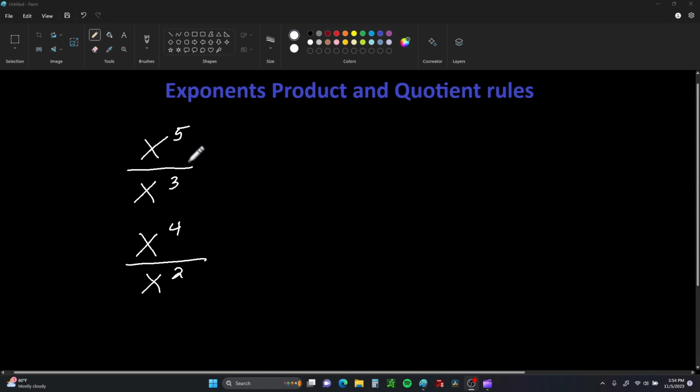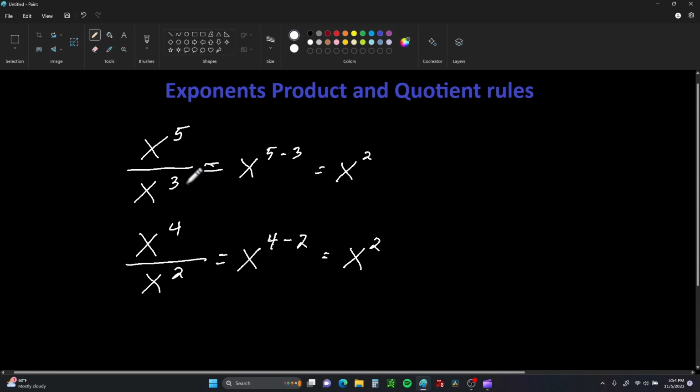So here in this first one, I have x to the 5th over x to the 3rd. So I'm going to subtract the exponent. So this is x to the 5 minus 3. And the final answer would be x squared. And in this one over here, I would have x to the 4 minus 2, which would also equal x squared. Now, there's an interesting consequence that happens from the quotient part of this.